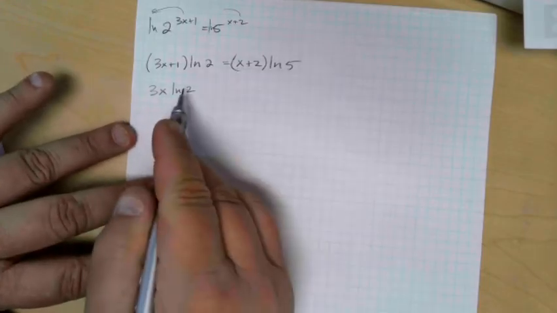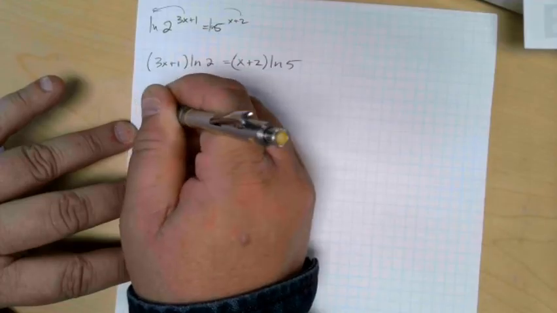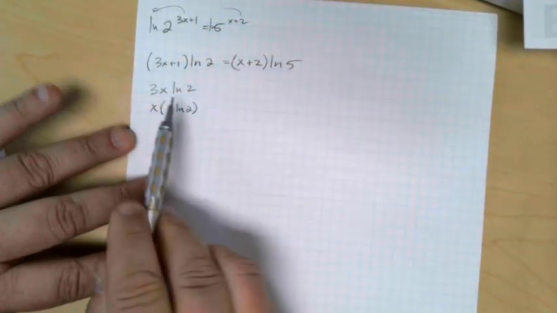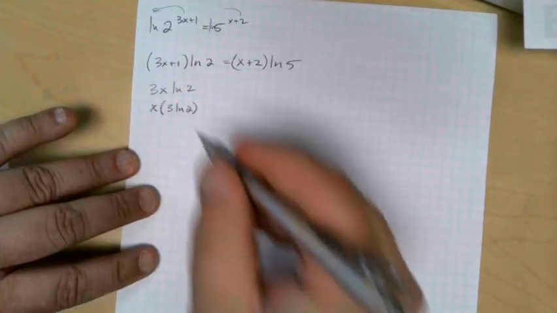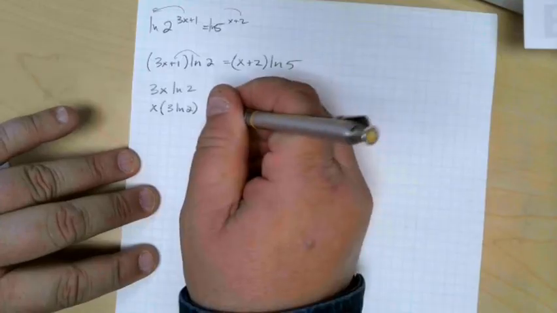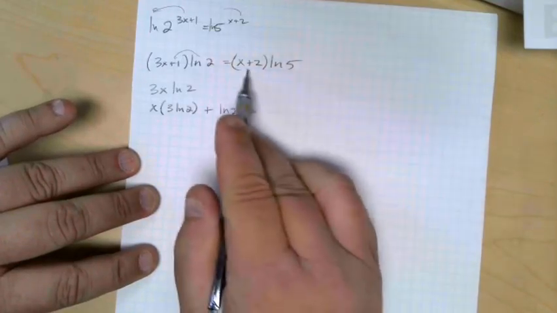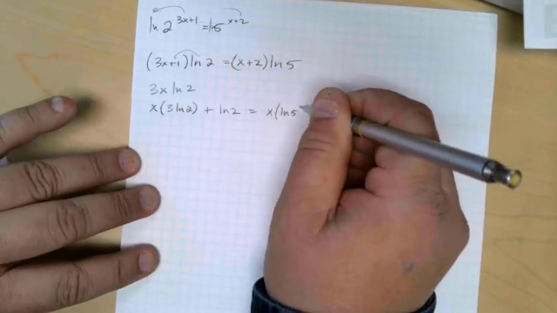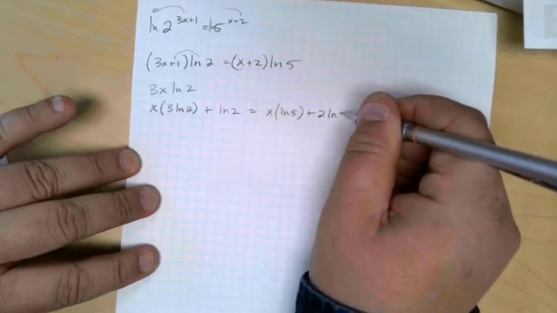And I'm going to actually switch this around. I'm going to go x times 3 natural log 2. Okay, so you just multiplied these and left the x out. I'll show you why here in a second. And then plus 1 times the natural log of 2, so plus the natural log of 2, equals x times the natural log of 5, so x natural log of 5, plus 2 times the natural log of 5.